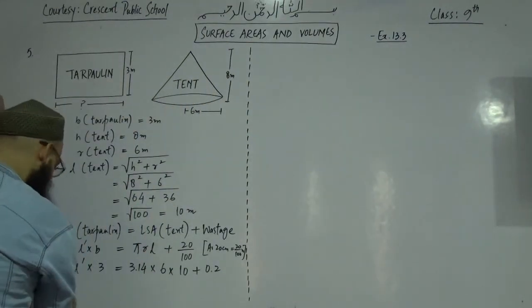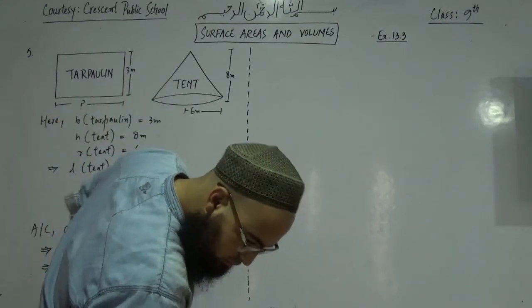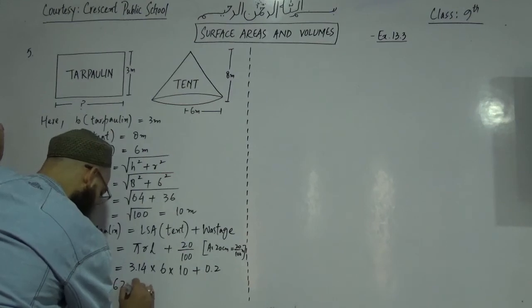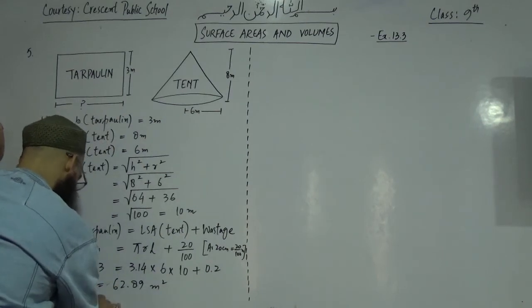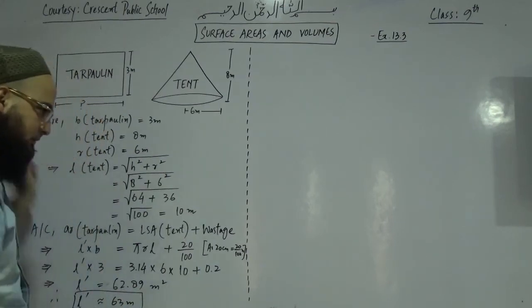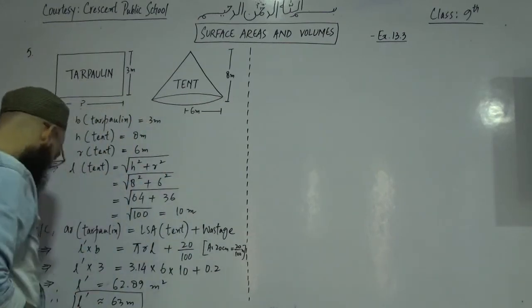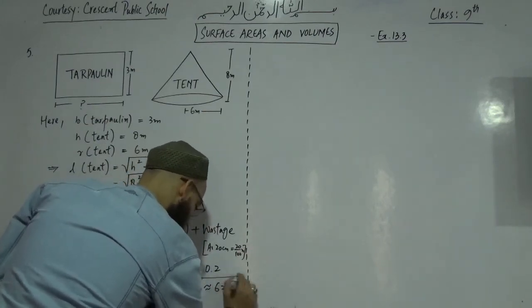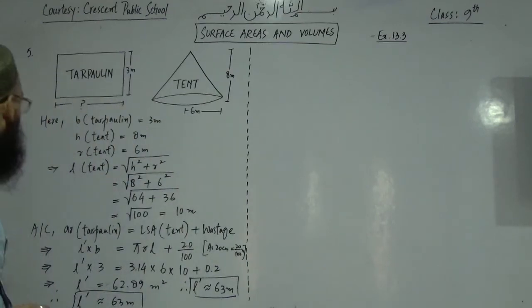Which implies that L dash is of the order 62.89 meter. Therefore, L dash is of the order 63 meter. If it's not visible here, I'll write it here. Therefore, L dash is of the order 63 meter. That's your answer for question number 5.